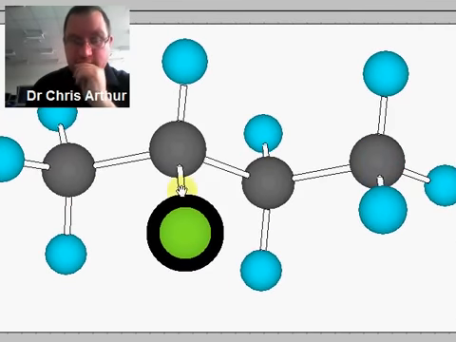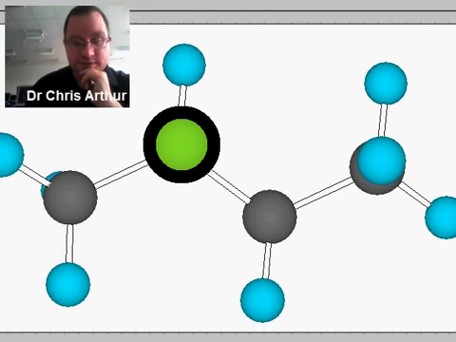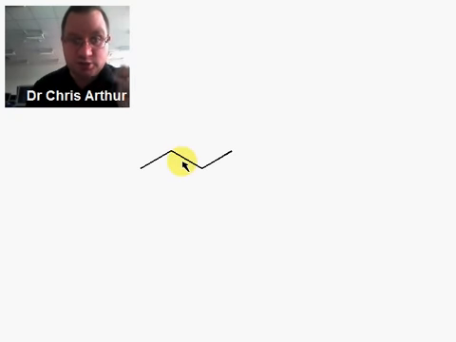The hydrogen's behind, and we've got this methyl group CH3 to the left, and we've got this ethyl group CH2 to the right. How do we draw that? Well, that's fairly straightforward. So if we draw our butane chain again, here's our butane chain, and we have a chlorine atom which is coming off of this atom here, and that's coming towards us.